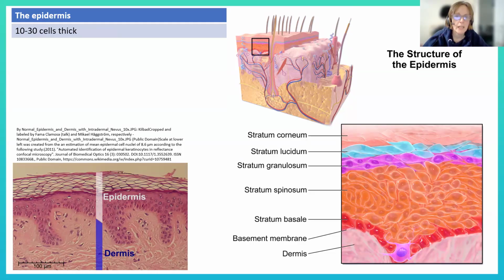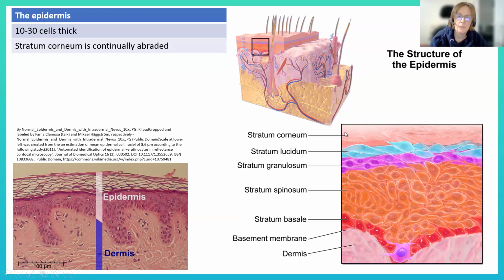So the top layer then, the epidermis, is about 10 to 30 cells thick. There's an image here as well you can have a look at. This is the epidermis towards the top here and the dermis towards the bottom. So this is an actual microscope slide here. So dermis at the bottom and the epidermis at the top. It's about 10 to 30 cells thick, which isn't very thick, to be honest.